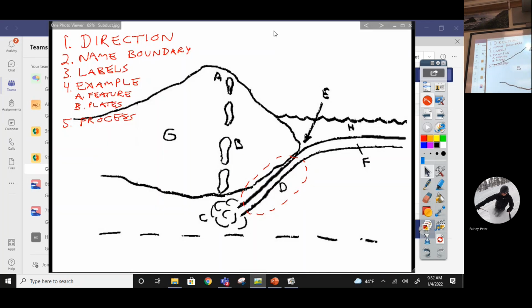So let's go ahead and do the third diagram. Here it is. Same 5 questions. I put a dotted line around letter D because it's that old D. Kevin, let's do geology right now, okay? Direction is down.